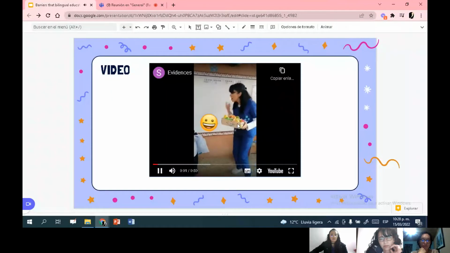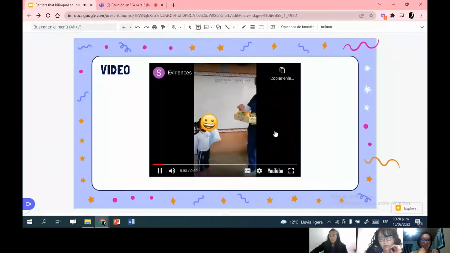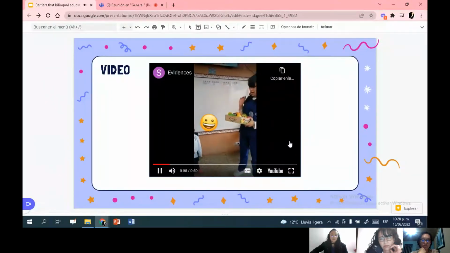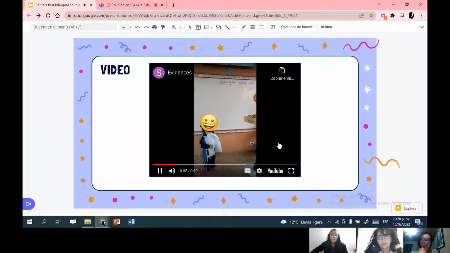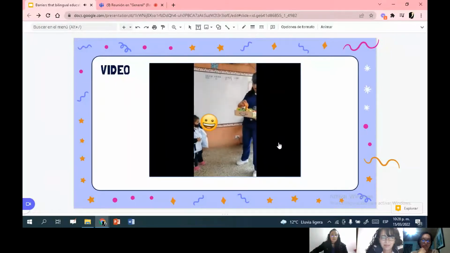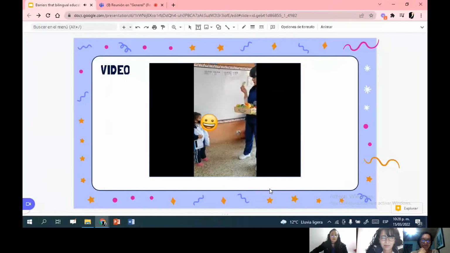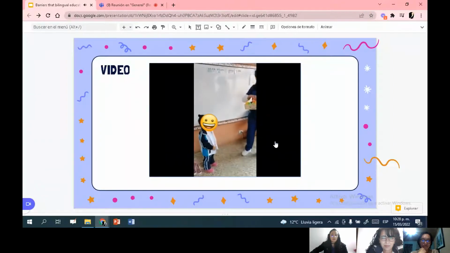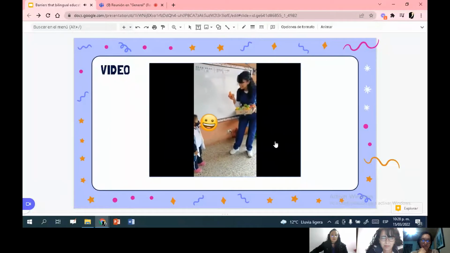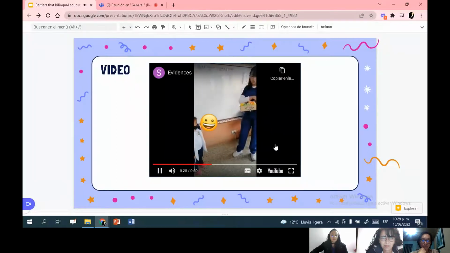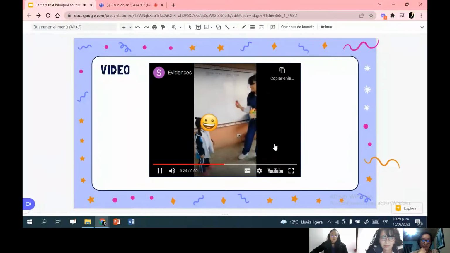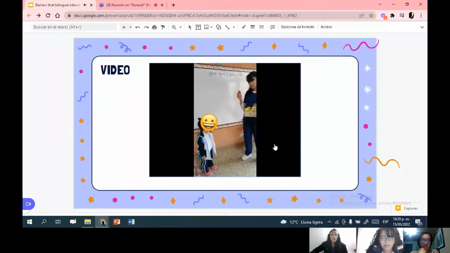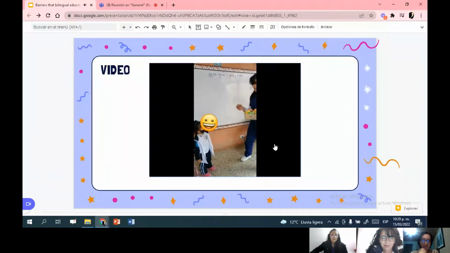I have a lot of fruit in my magic box. I have banana, tomato, lemon, a lot of fruit, apple. I have healthy food and unhealthy food. Do you know what is this? And do you know what is this? And you know this is healthy food or unhealthy food?